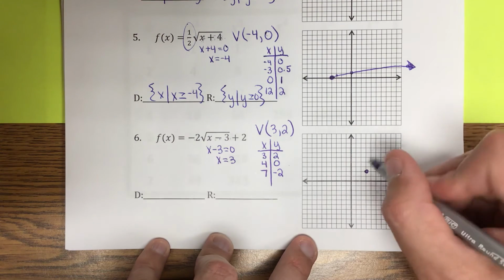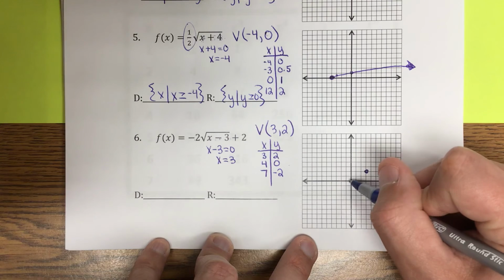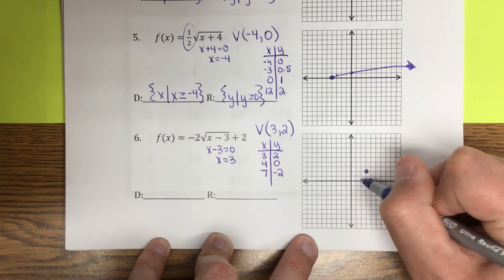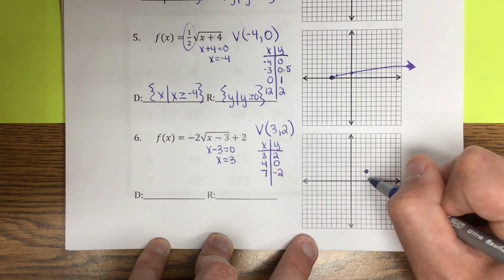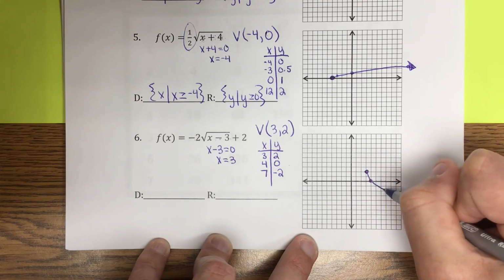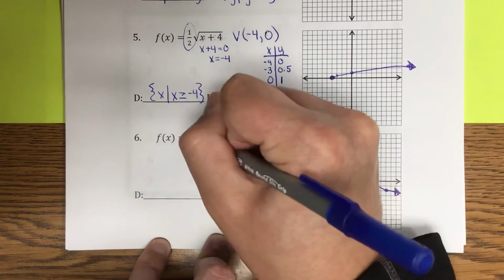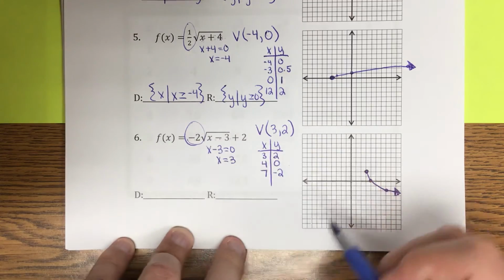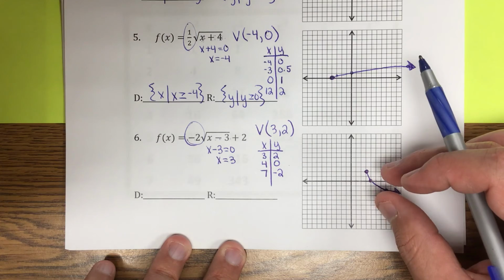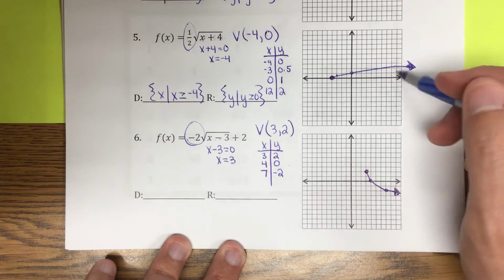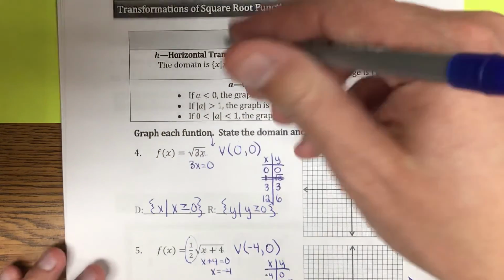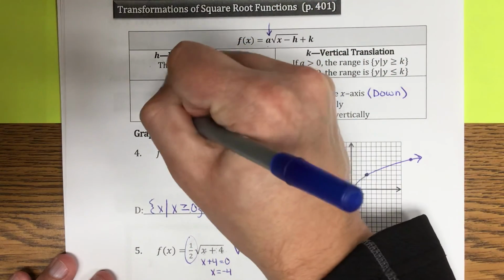All right, so let me go ahead and plot this. So I've got 3, 2, I've got 4, 0, and then I've got 7, negative 2. This one's going to go down, and the reason why it goes down is because this a value is negative, but the absolute value of negative 2 is 2, so this one is stretched out a little bit more compared to the previous one. So if anything from the tables above that I would pay close attention to, it's the information about the a term.